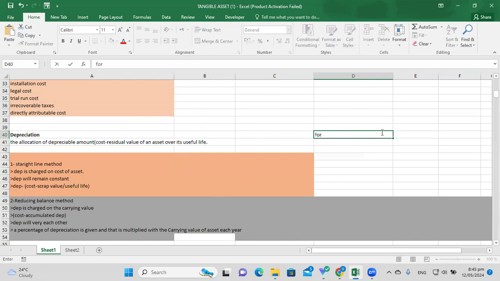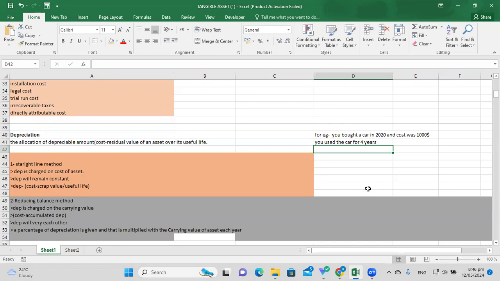For example, you bought a car in 2020, and the cost of the car was, for example, $1,000. Okay, you bought a car in 2020 and the cost was $1,000. Now, currently we are standing in 2024. So, for example, you use the car for 4 years.